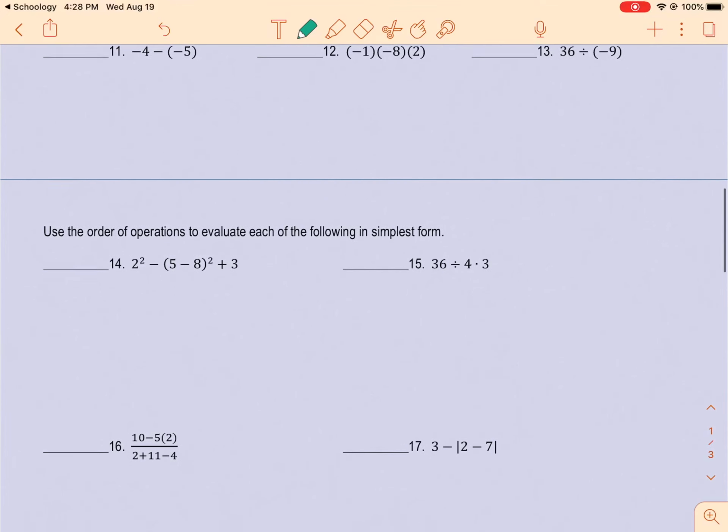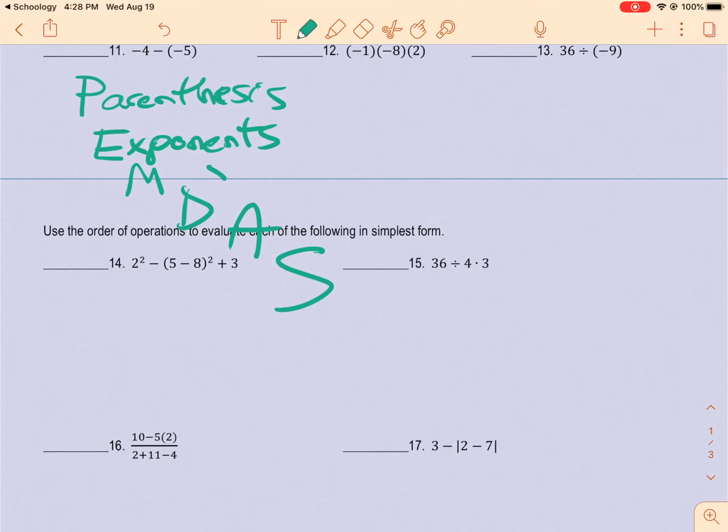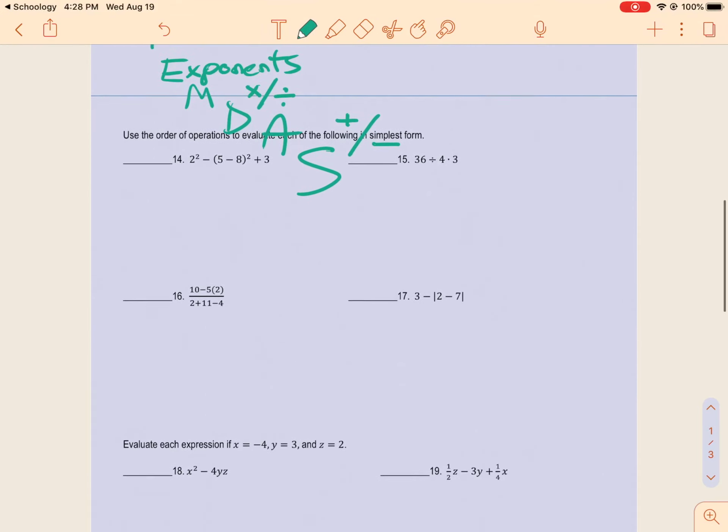Using order of operations. So remember, PEMDAS. You do parentheses first. I spelled that wrong. Then you do exponents. You do multiplication and division from left to right. So if the division was first on the left, you do that. If the multiplication was first on the left, you do that. And then addition and subtraction from left to right. So follow order of operations when doing 14 through 17.